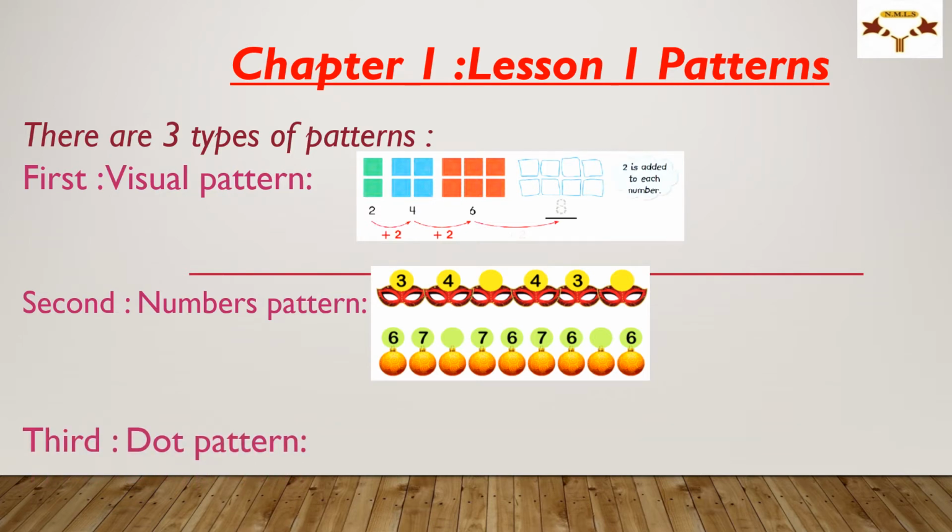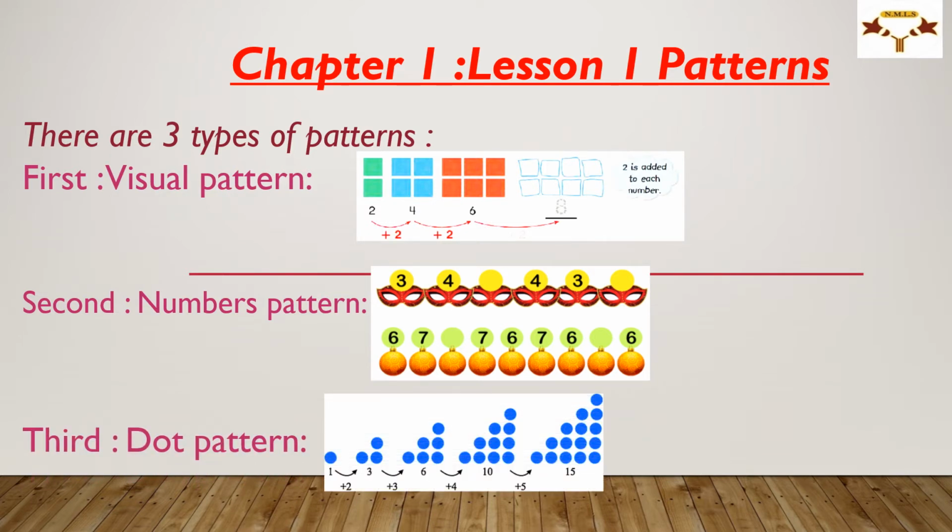Here is the third, dot pattern. We have one circle, and this one circle becomes 3 circles, so you can understand we add 2. Then they become 6, we add another 3, then they become 10. So each time we add a new number to these circles.